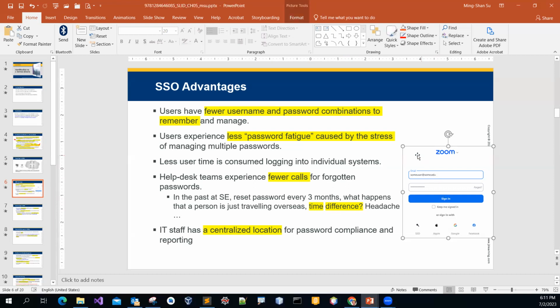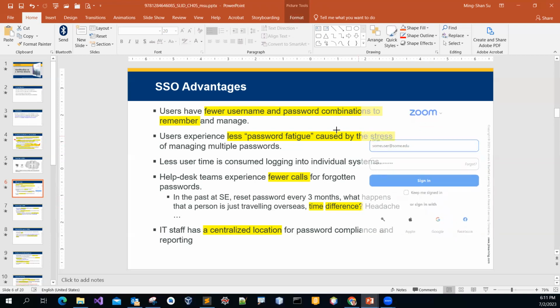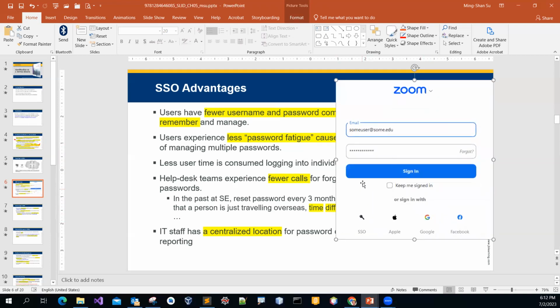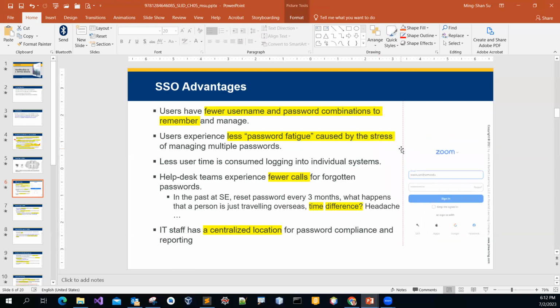Okay. So this one shows Zoom. Zoom allows you to use single sign-on, or maybe you want to sign on using your Google password. They allow you to do that. I mean, it makes life a lot easier. And then also the IT staff has a centralized location for password compliance and also reporting.